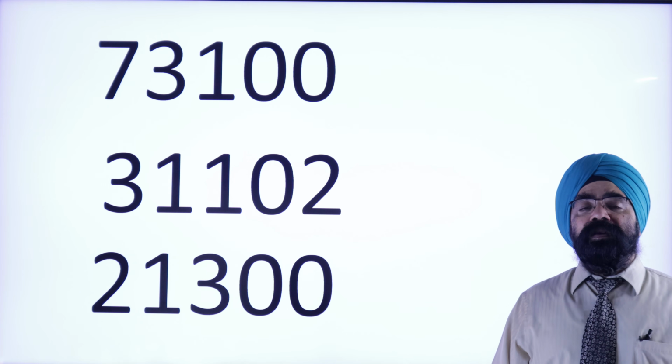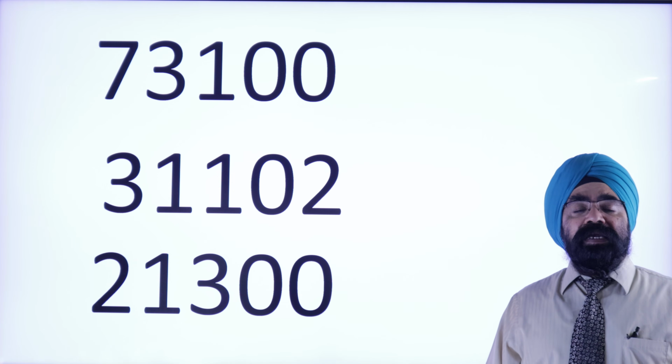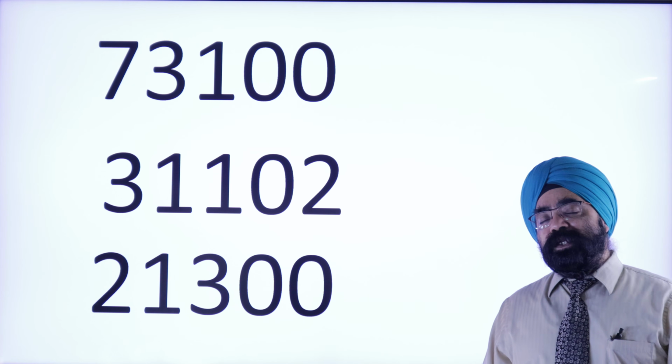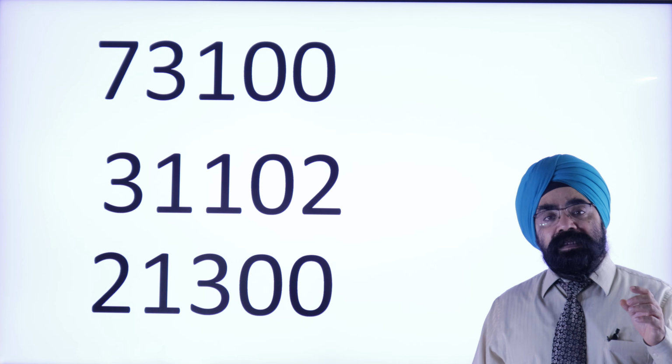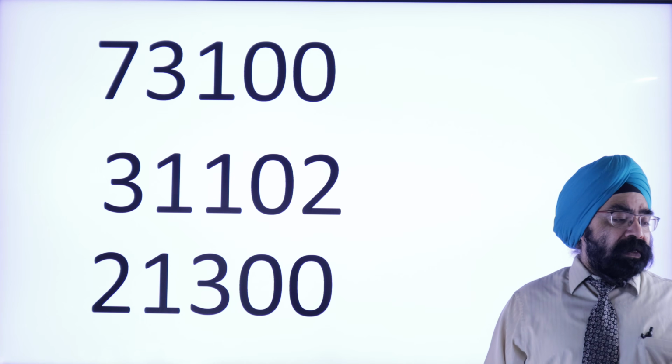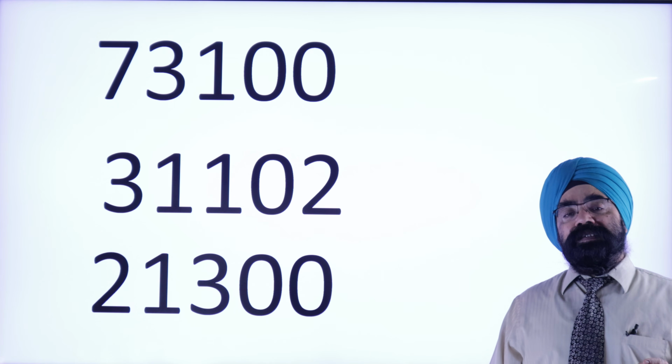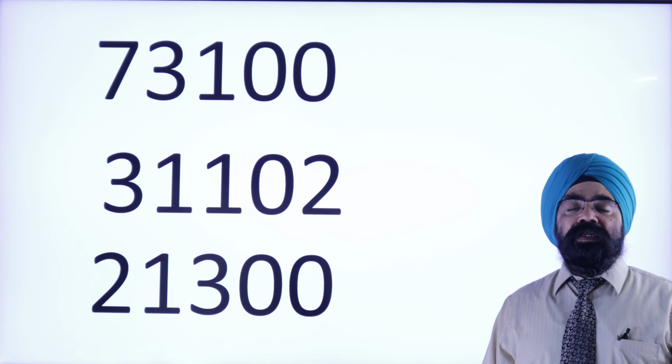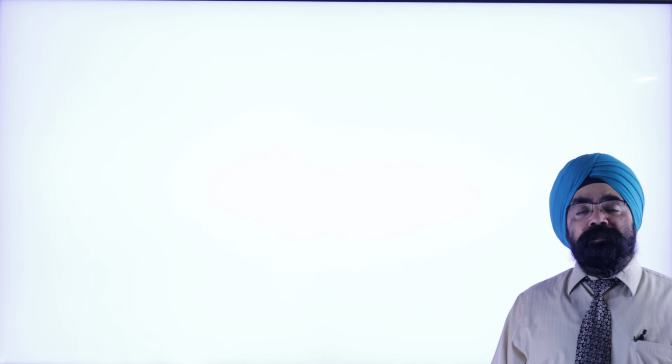Here is another example, 21300. Here the broad occupation category is 2 and the tier is 1. So for tier 1 you get 9 points, 0 and 1. So I hope that helps you.